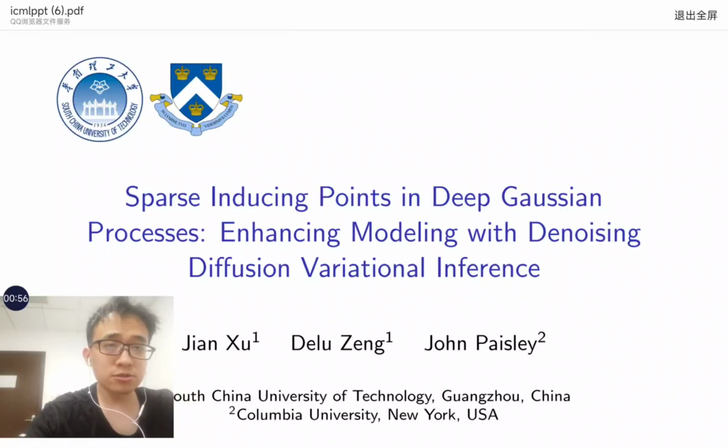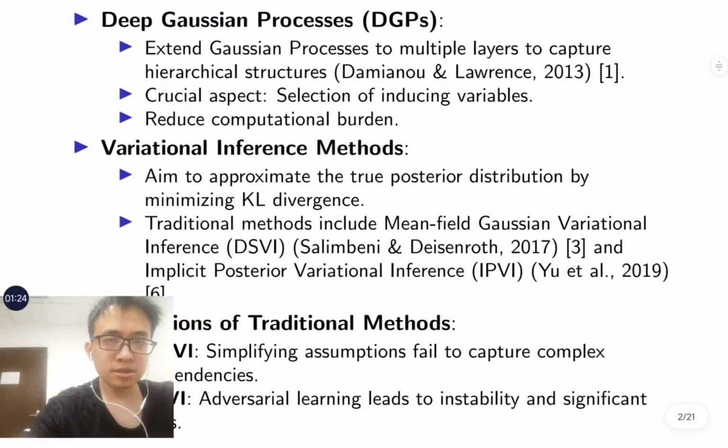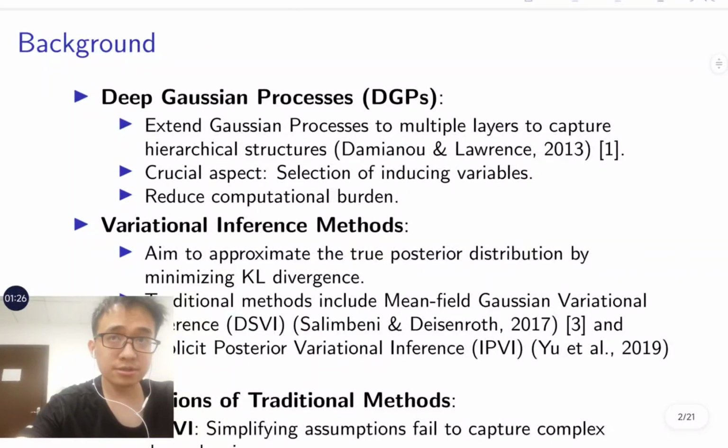This paper talks about sparse inducing points in deep Gaussian process. Our motivation is to use a denoising diffusion variational inference method to enhance this model. So let's begin to talk about motivation and some background.